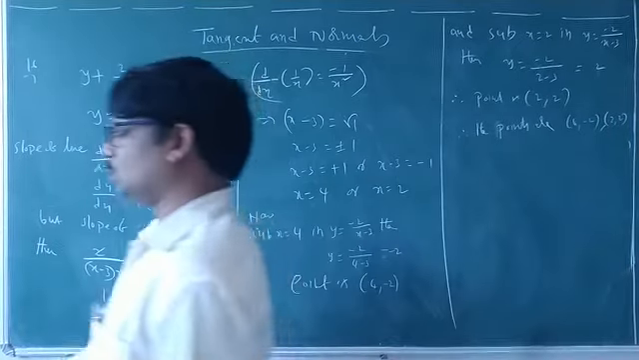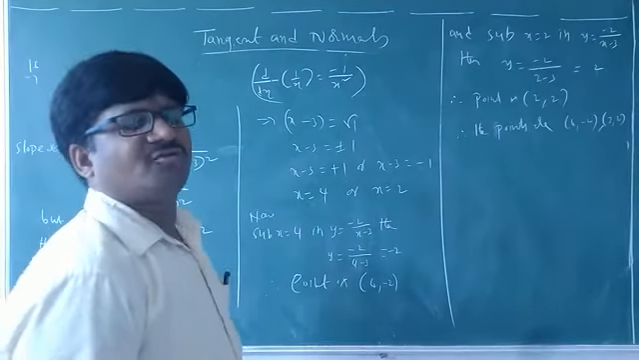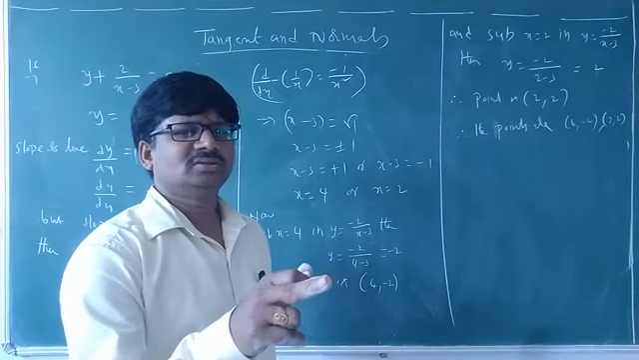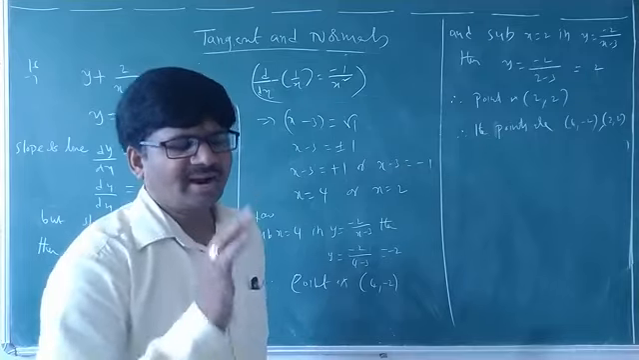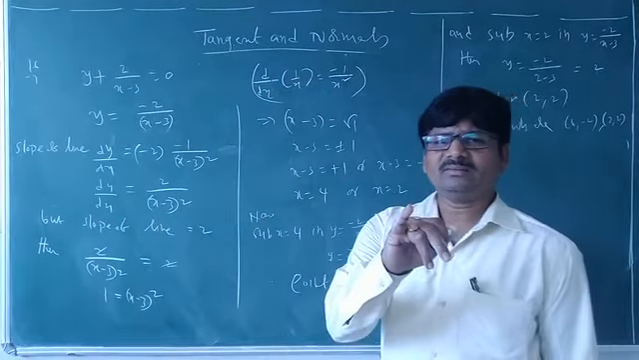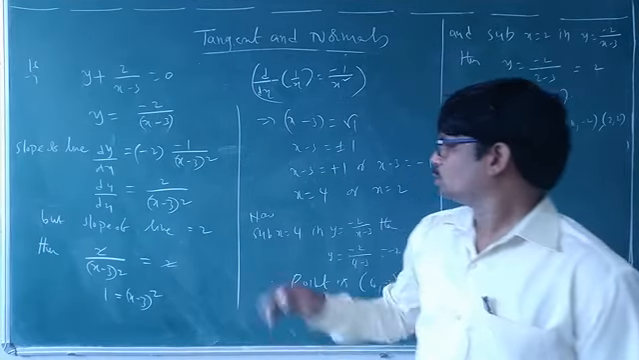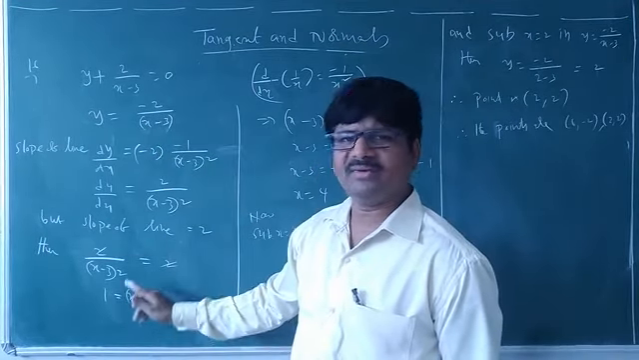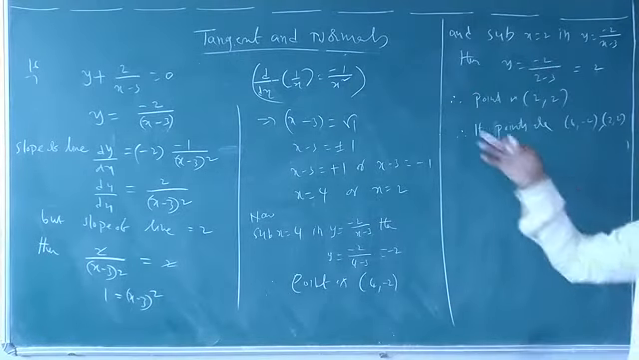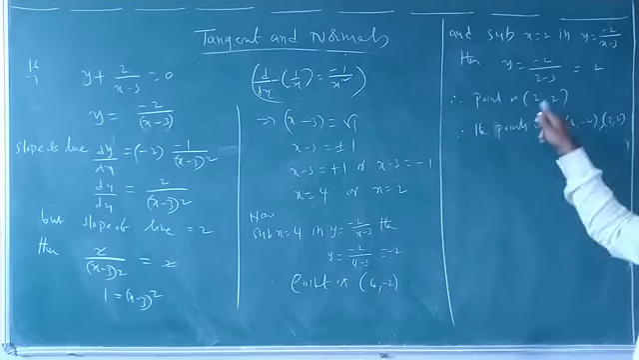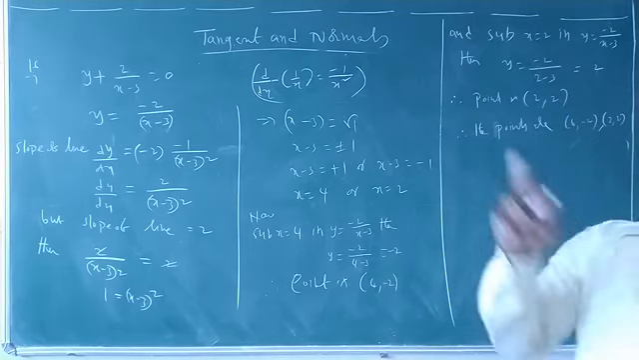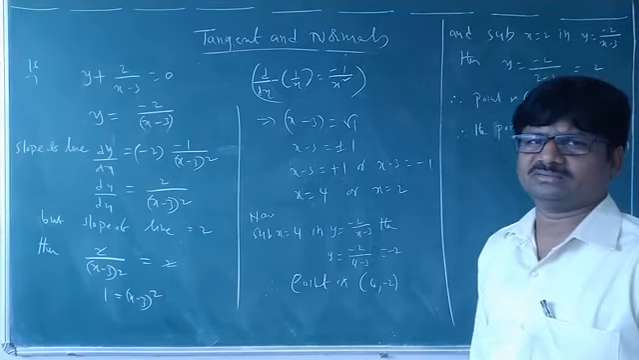How many points did we get? 2 points. Actually, what was asked? Find the equation of tangents with slope 2. To find the equation of tangents, what is compulsorily required? Slope is required and a point is also required. Here the slope is already given as 2, and the points we find by this procedure. 2 points we got. So by taking the slope 2 with these 2 points, we have to find the equation of tangents.